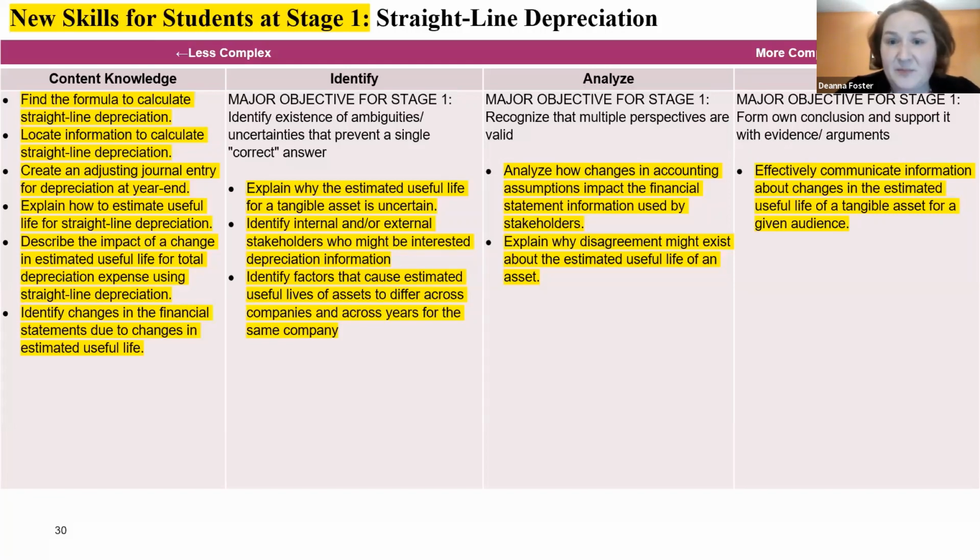And then for identify, what I'm looking for my students to do is explain the estimated useful life and how it can often be uncertain. Identify the external stakeholders that might be interested in the depreciation and factors that might cause estimated useful life to differ across companies. And then when we get over to analyze, I'm expecting my students to analyze how changes in accounting assumptions impact the financial statements, and explain why there might be some disagreements about the useful life for an asset. And then lastly, they would just have to be able to conclude, so be able to come up with these written responses and submit them in an assignment.